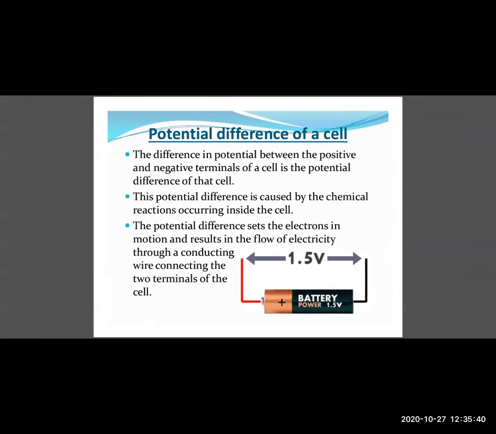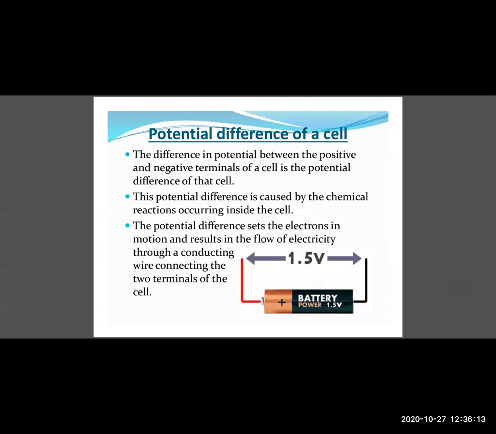Okay, so potential difference of a cell. Now you must have seen those small cells, the cells which convert chemical energy into electrical energy, the batteries, right? These are generally put inside watches or wall clocks, or say remote controllers of your televisions and music systems. So we are going to discuss with respect to those batteries. Now the difference in potential between the positive and negative terminals of a cell is the potential difference of that cell.